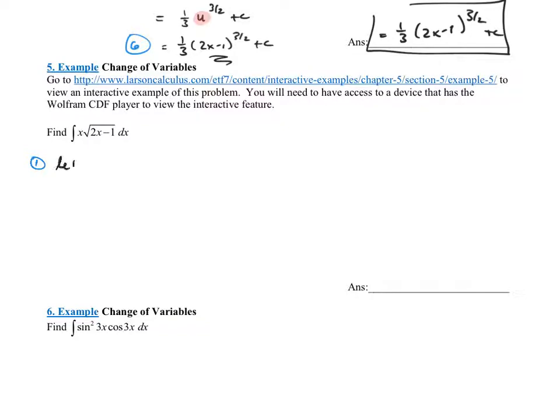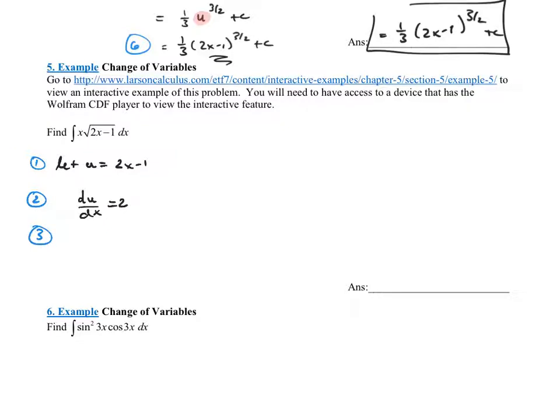So what we're going to do is let u equal the inside of the function. In this case, it's 2x minus 1. Step 2, again, is to take the derivative of both sides. So when I do that, I get du/dx would be the derivative of 2x minus 1, which is simply 2. And then again, step 3, I'm going to solve for that dx.